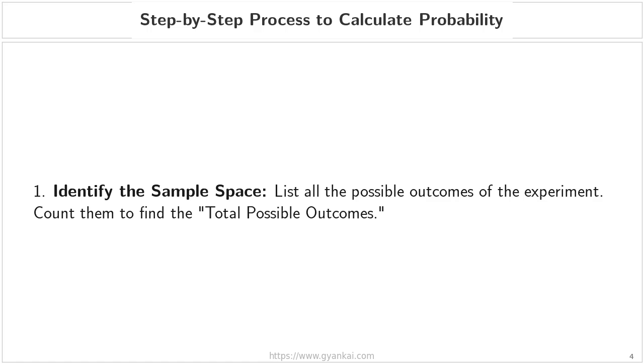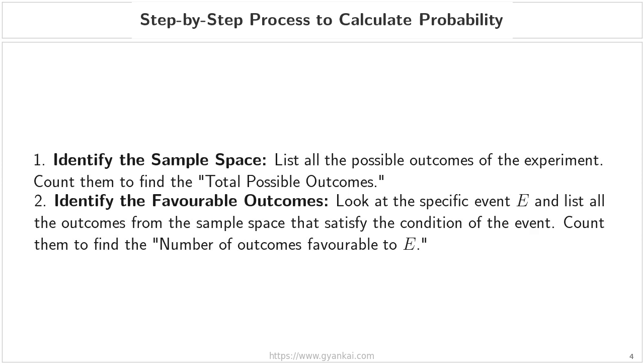First, you need to identify the sample space. This means you should start by listing every single possible outcome that could happen in your experiment. Once you have that list, count them up. This count will become your total possible outcomes, which, as we saw in the formula on the previous slide, will serve as your denominator.